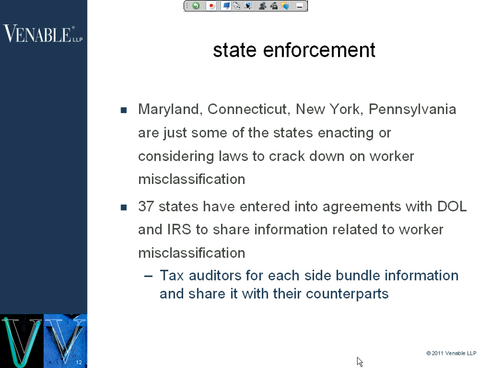There are 37, last I checked, states that have basically work-sharing agreements with the DOL and IRS both. I think OSHA is involved as well. They share information so that if one of them catches you, and this applies to unemployment comp as well, they make sure all their friends know at the IRS and the DOL, and so it can all come crashing down. I haven't seen that actually happen too often, knock on wood. I don't know if you've had that happen, David, but they're definitely doing it, so be worried about that too. Yeah, I haven't seen it yet in practice, but it's coming.